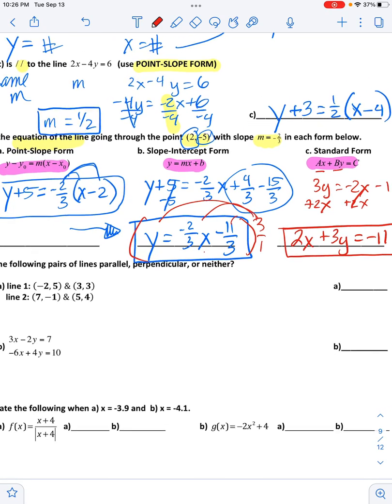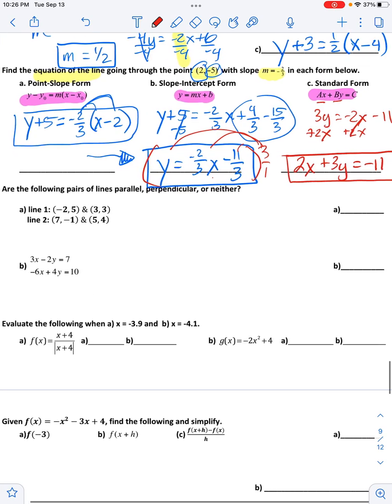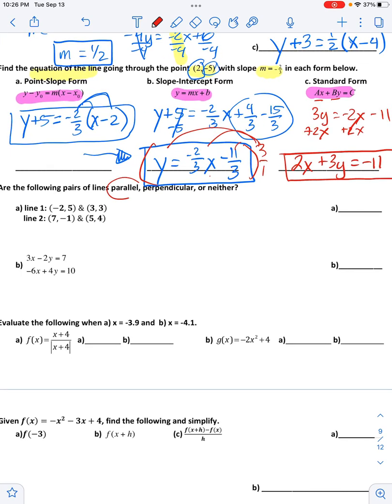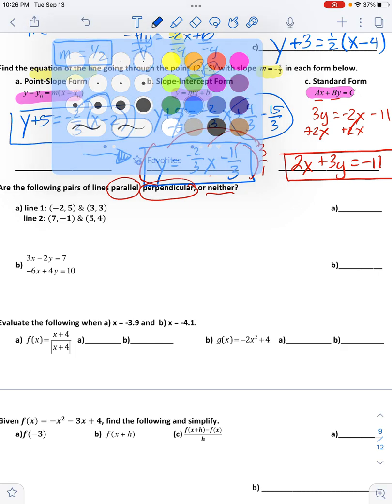Parallel, perpendicular, neither. You literally have done this since Algebra 1. I feel confident that you know that parallel means they have the same slope. Perpendicular is going to mean they're opposite reciprocals. So they have opposite signs and they're flipped over versions of each other. And neither, shockingly, means that neither of those things happened. So in order to do that, you do have to find the slope of each line.